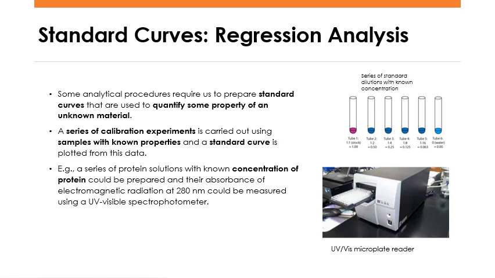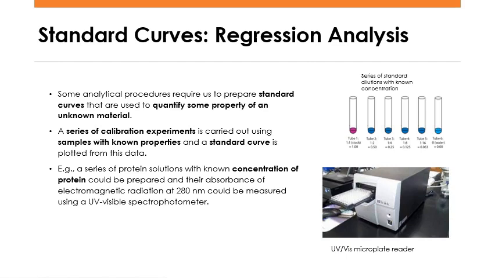But by just measuring intensity, it will not give you the actual concentration of protein. So what you can do is plot a graph of a standard curve, where you plot the known concentration of your standards against its absorbance. A series of calibrated experiments is carried out using samples with known property, and the standard curve is plotted from this data. As I mentioned before about the protein, you prepare a series of dilutions of your standard. Standard is your protein here.